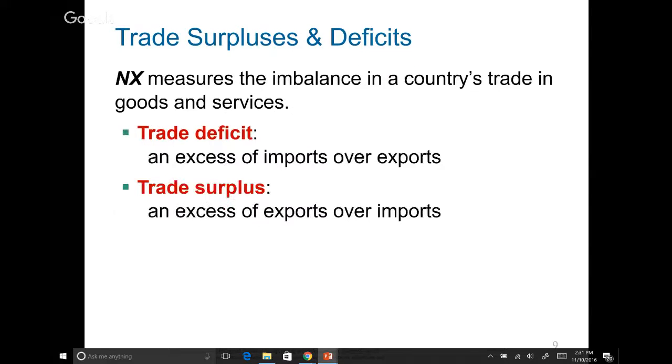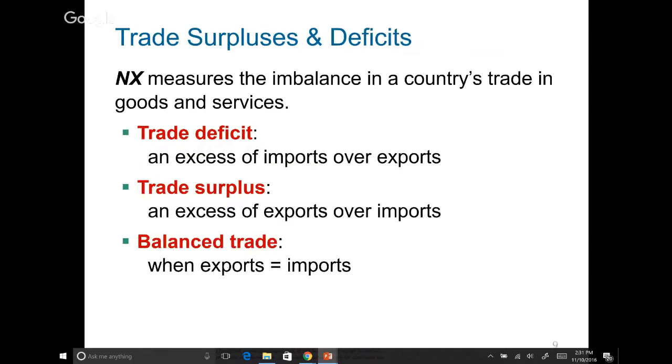Next one, trade surplus and trade deficit. Anytime your import is more than export, that's called a trade deficit. Anytime you export more than import, it's called a trade surplus. So for the US economy, we've been having a trade deficit for a very long time now. And balanced trade is anytime your import is equal to export. Very few countries have a balanced trade, so you either have a deficit or a surplus. And if you look at the Chinese economy, they've been having a surplus for the last 27 years now.